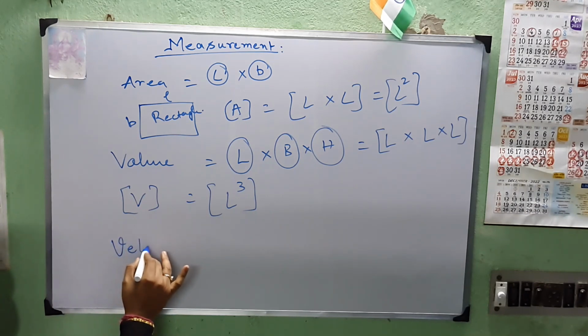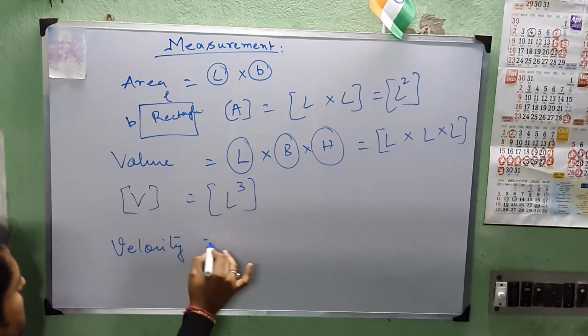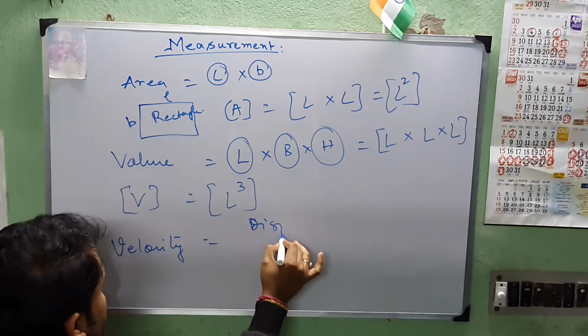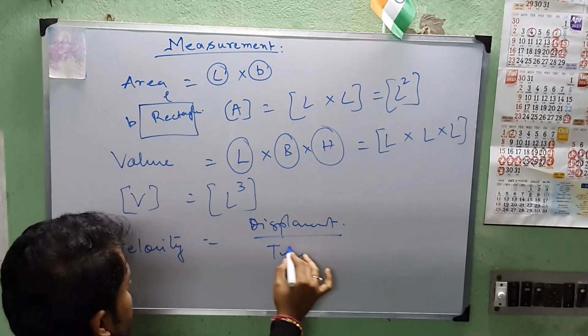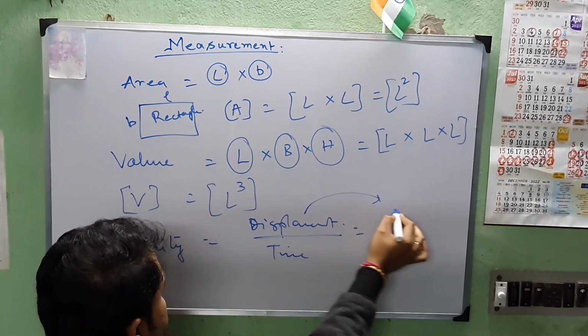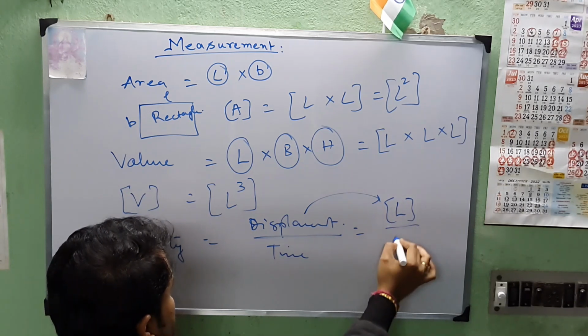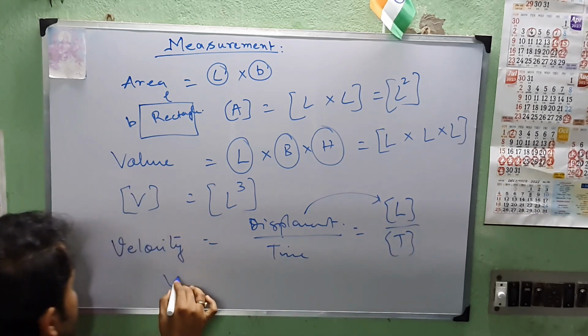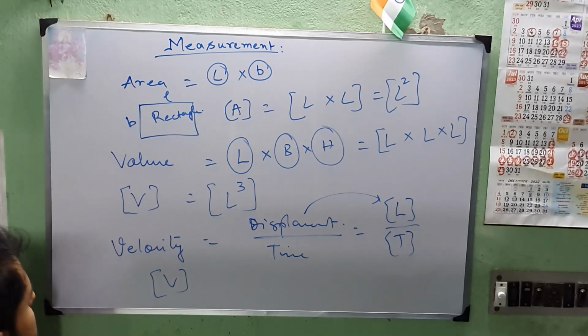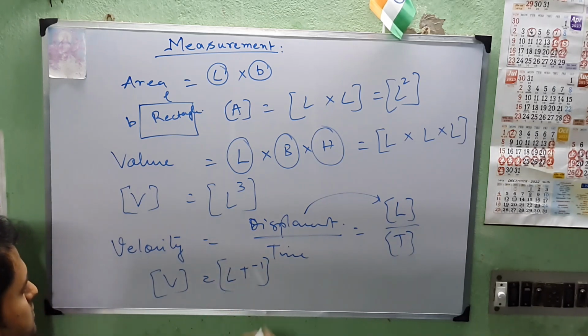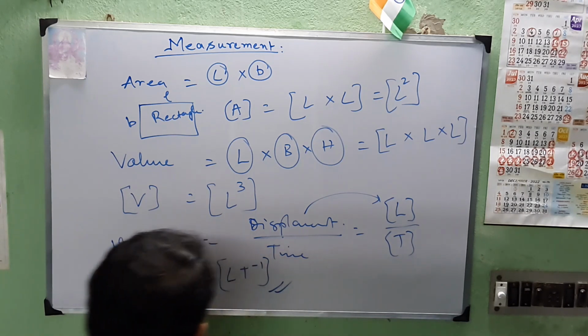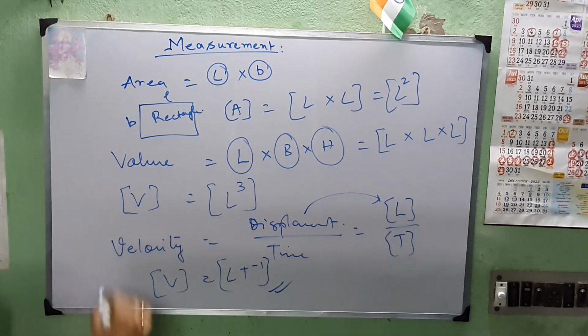Suppose velocity. Displacement, which is also length, by time. Now what is the dimension of the velocity? That is LT inverse. These are the basics of dimensional analysis.